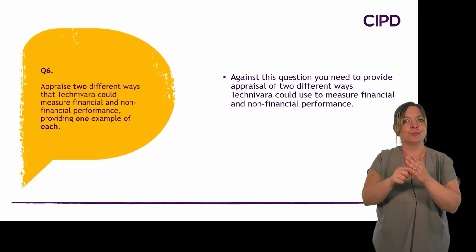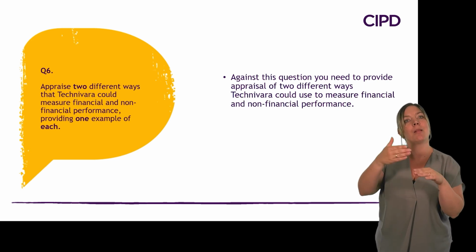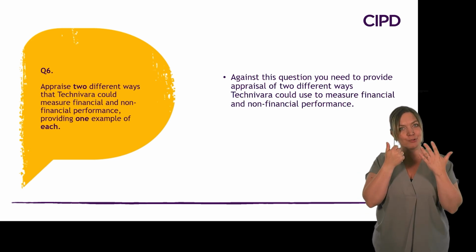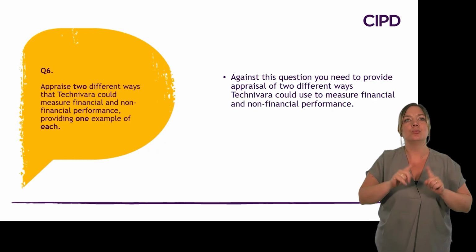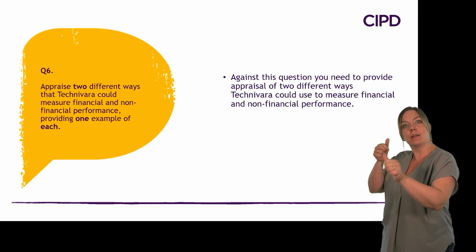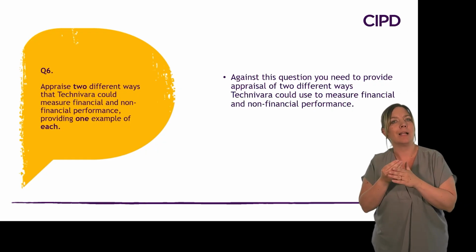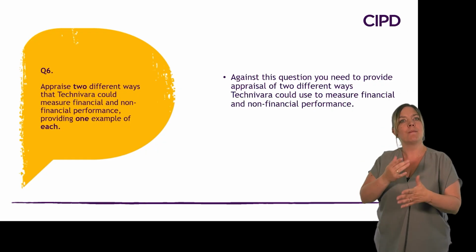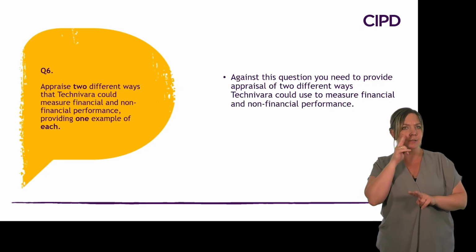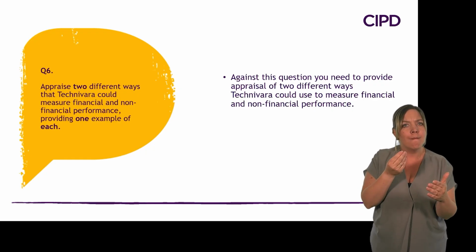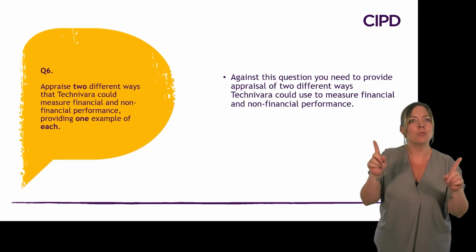Question 6. For this question, you are required to appraise 2 different ways that Technovara could measure financial and non-financial performance, providing 1 example of each. So firstly, let's look at financial performance measuring. So some basic approaches that could be taken here is reference to the balance sheet.